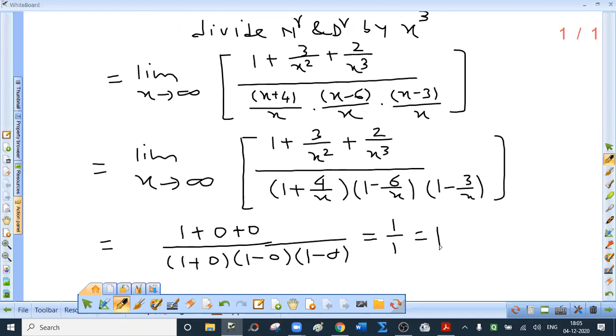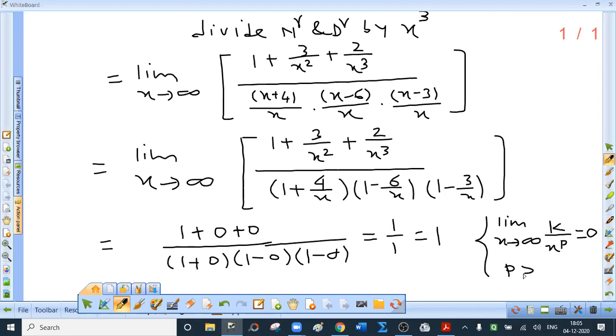Of course, you have to mention the standard limit: limit x tends to infinity of k upon x raised to p equals 0. So why mention k? Otherwise, we would have to say 3 into 0 equals 0. This enables us to write 0 directly.